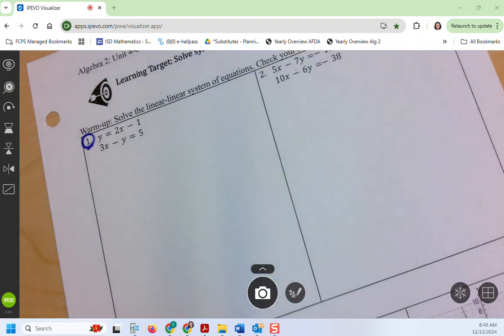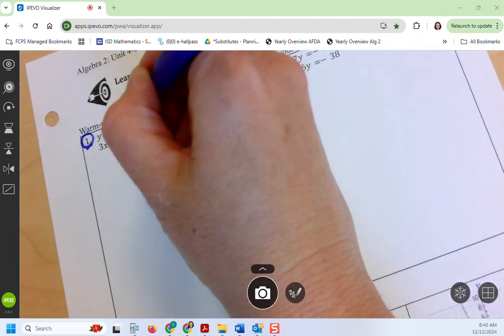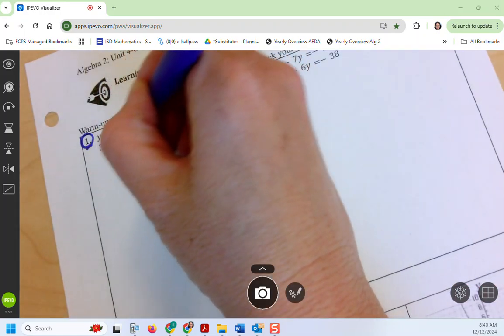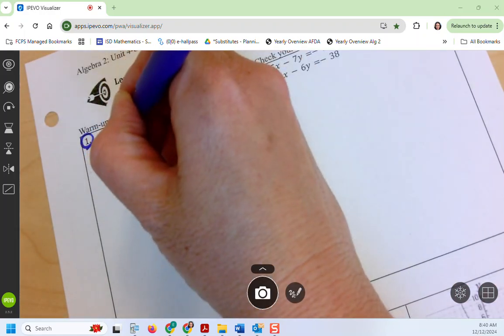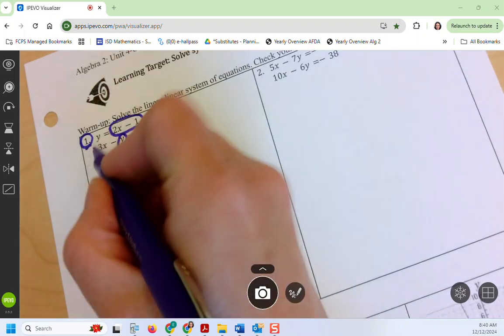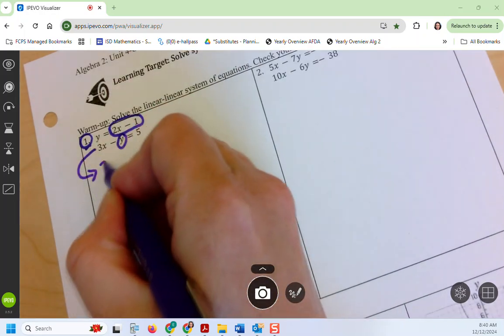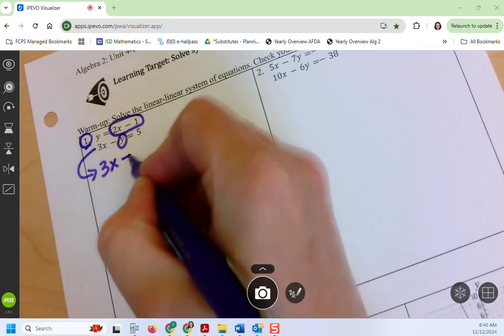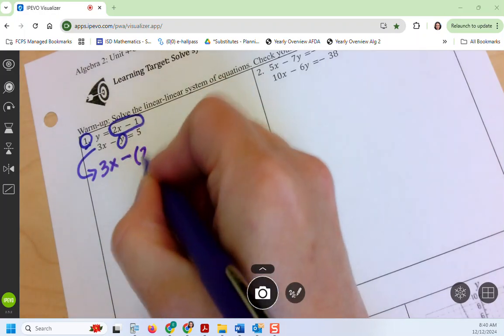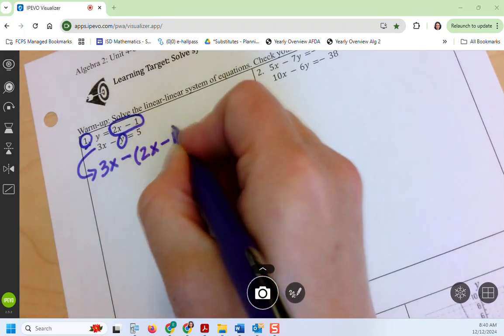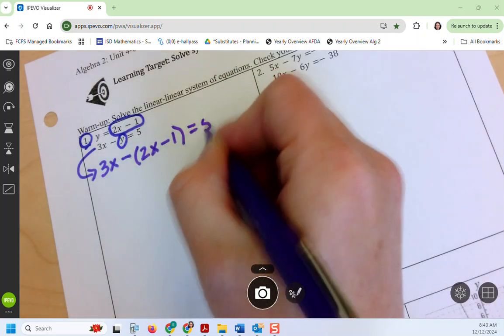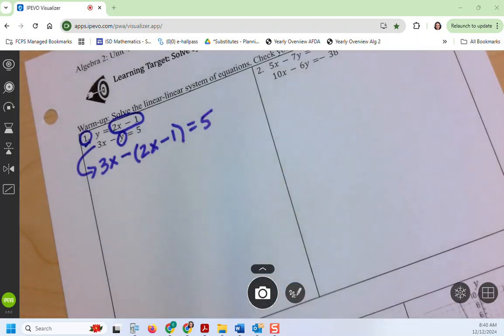After that, I'm going to check my answer by graphing. So I'm going to take the 2x minus 1, and I'm going to substitute that for the y. So when I write the second equation, I'm going to write 3x minus, and instead of the y, 2x minus 1, and then equals 5. So the only thing I changed in the second equation was I changed the y to be 2x minus 1.